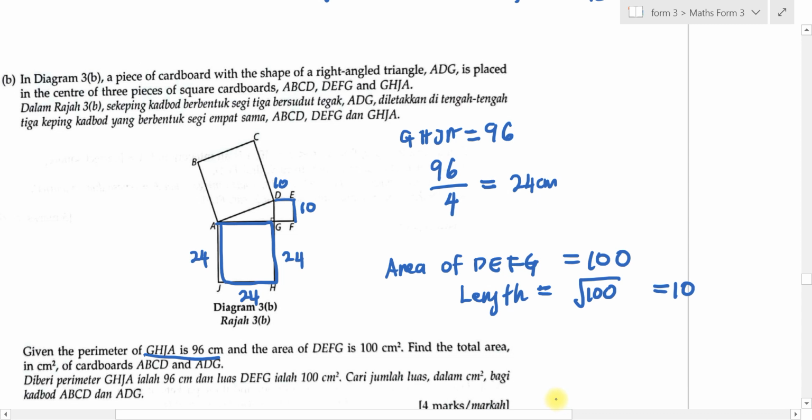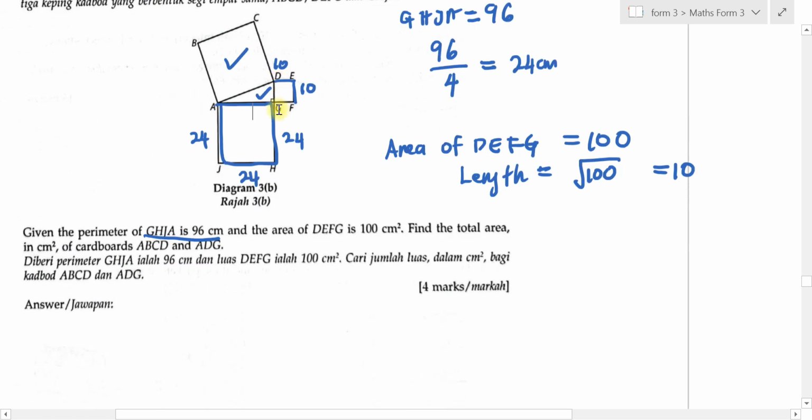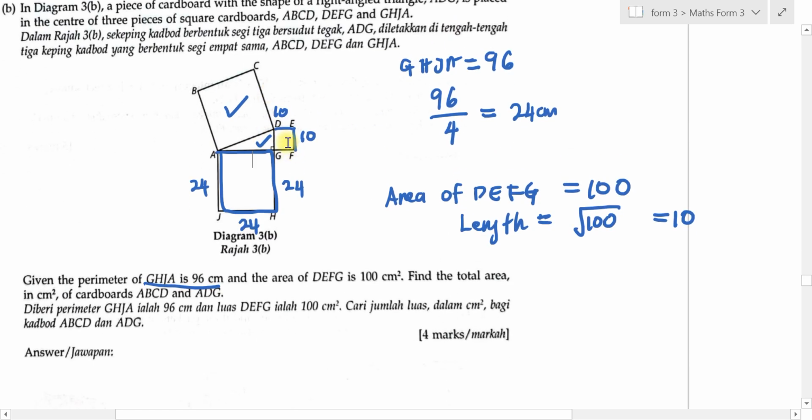and ADG. What is ADG? Triangle. Okay. That's very simple. Okay, here this one also 10, right? Now find the AD first. The AD is very important. So AD, you can use your right angle triangle method.